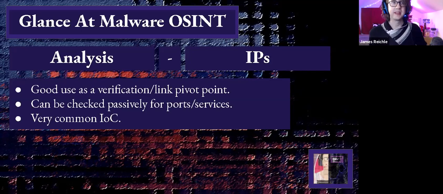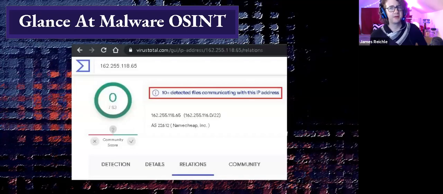However, they can be used if you've got more information to tie things together aside from just the IP address itself. And also you can check IP addresses passively for ports and services. You don't want to be doing nmap on things. You don't want to be actively scanning websites when you're doing open source intelligence, but there are ways to get that information regardless.